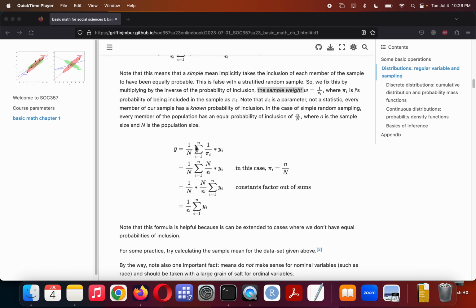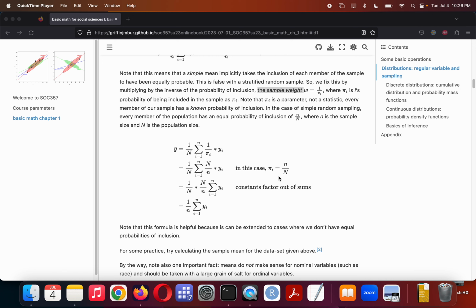We take basically the weighted sum that we saw before, and you could replace this 1 over pi I with W if you want, but I wrote it here so that it's clear what it means. And we basically multiply each person's weight by their score, or their value on the variable. We sum up, and then we divide by the actual population size, big N here. So we need to have some sense of how big our population is.